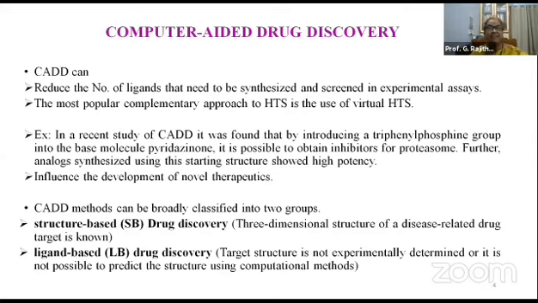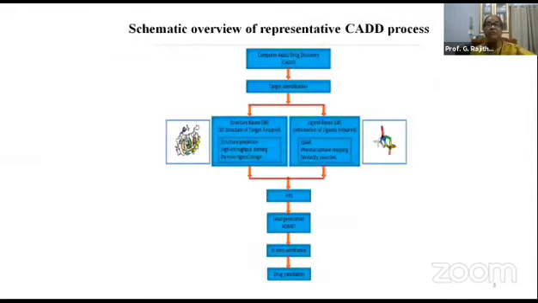In a recent study of CAD, it was found that by introducing a triphenyl phosphine group into the base molecule pyridoxine, it is possible to obtain inhibitors for proteasome. Further, analogs synthesized from this starting structure showed high potency. This thereby influenced the development of novel therapeutics. Earlier slide, I want to show this. This is the schematic overview of a representative CAD process.